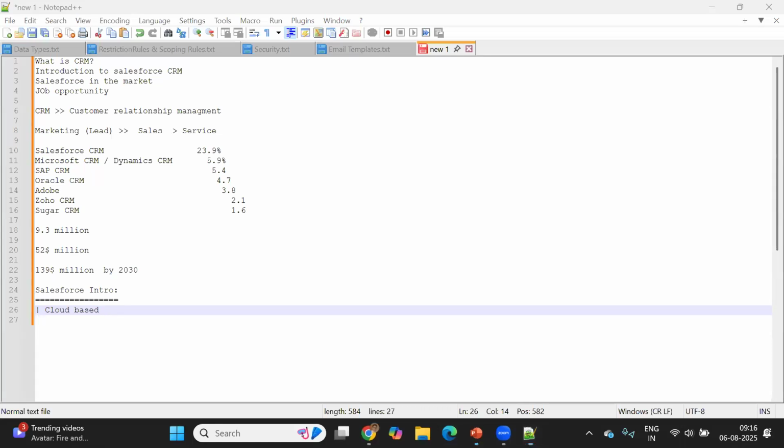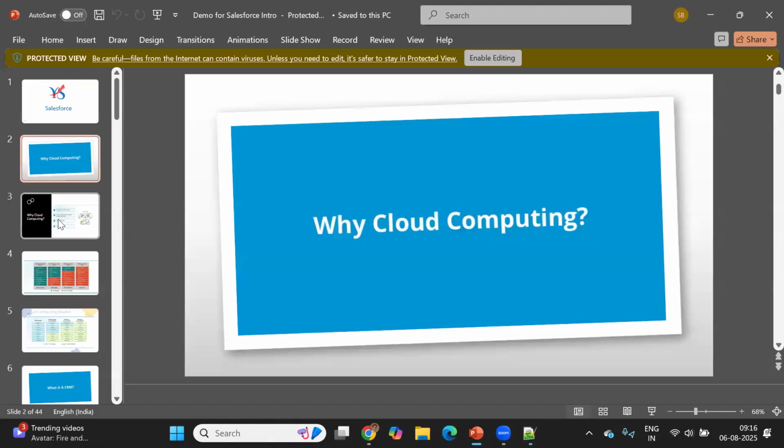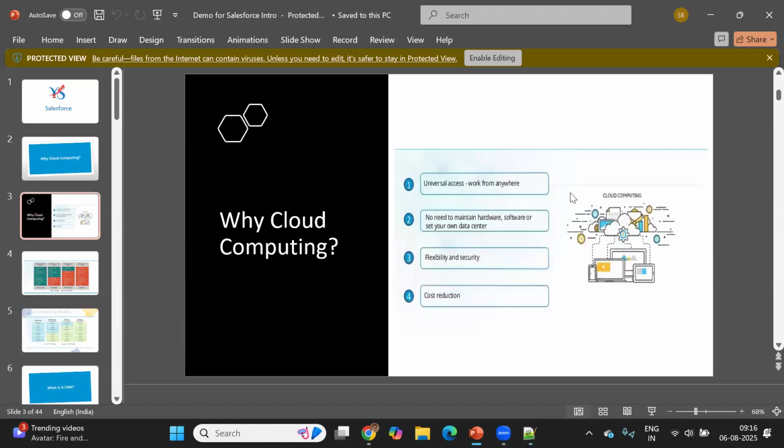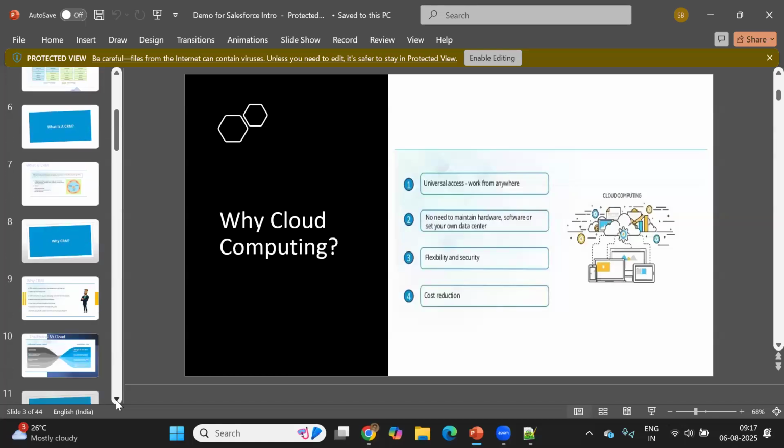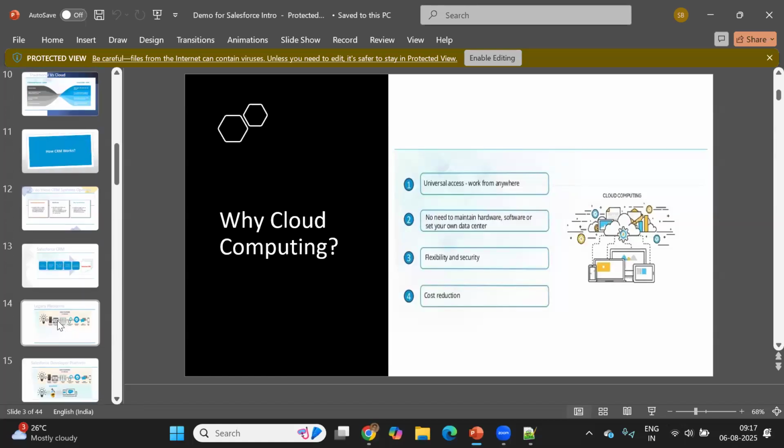So just to give you an introduction, let me make use of my PowerPoint here. Cloud computing gives universal access. That means wherever you are, you can simply log into the system with your credentials. Salesforce will take care of the security and all. This will reduce the cost to the companies. As for what services Salesforce CRM provides, we'll discuss that. Regarding cloud computing, what is the benefit here?